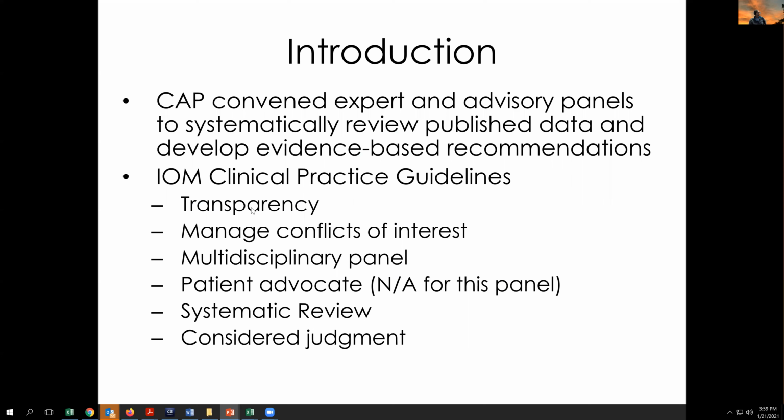In fact, there are a number of guidelines. The most widely used is that from the Institute of Medicine, which says that these practice guidelines must be developed in a transparent environment, that conflicts of interest need to be managed, and that the panelists need to be from a variety of backgrounds. In general, if they're going to advocate for treatment, they need to have a patient advocate, and there has to be systematic review and considered judgment in the final development.